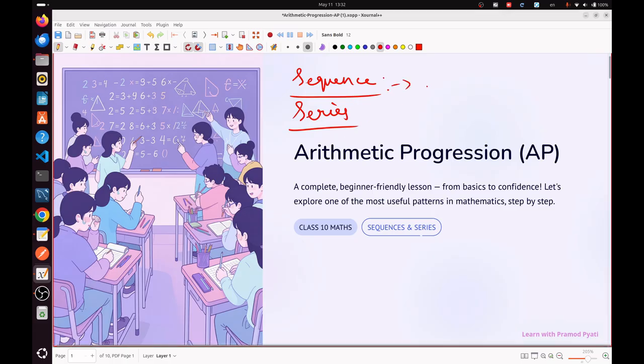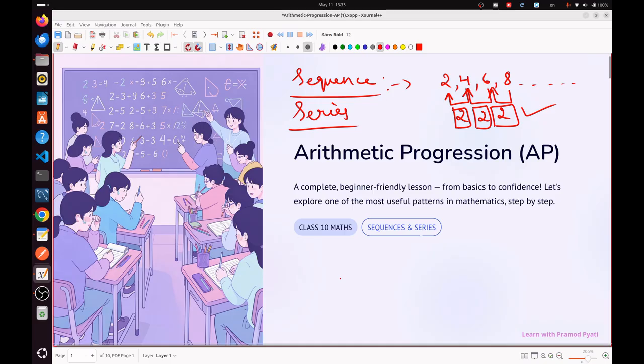A sequence is nothing but an ordered list of numbers following a particular pattern. Suppose you consider an example like 2, 4, 6, 8 and so on. How can we say this is a sequence? You can observe the difference from 4 to 2 is 2. From 6 to 4 is 6 minus 4, what will we get? 2. Similarly 8 minus 6 is also 2. So the pattern here is 2, right? Since we have this pattern, this is a sequence.